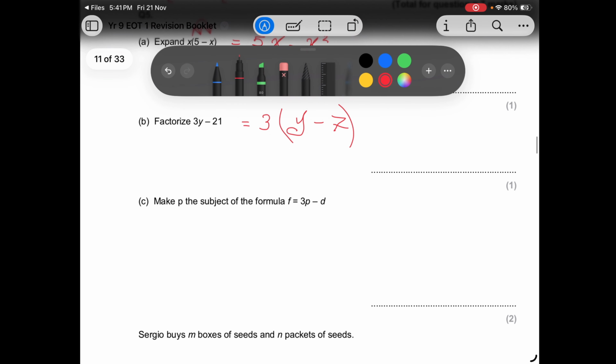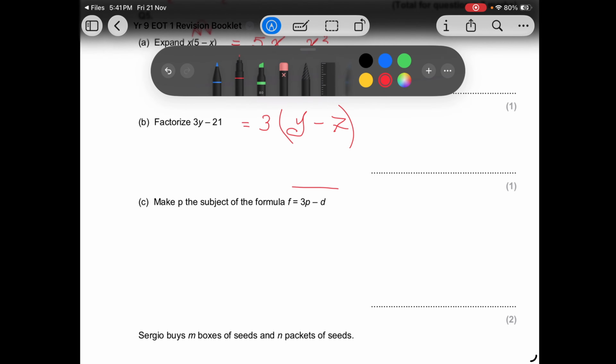Here, make P the subject of this. Where is P? Yes, P is here, so I will make, this is easier than what we dealt with before, so we need P to be equal something. This is the meaning of make it the subject, okay? So I will use the symmetry property. I will write it like that.